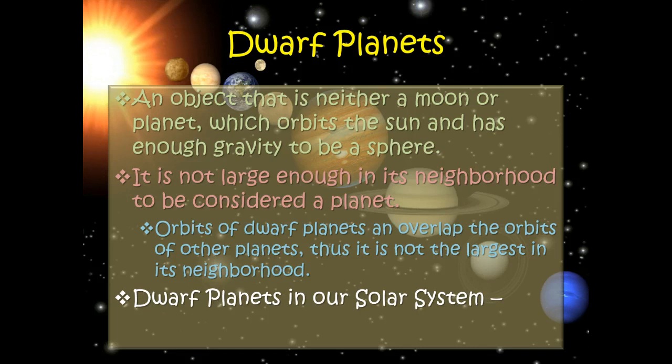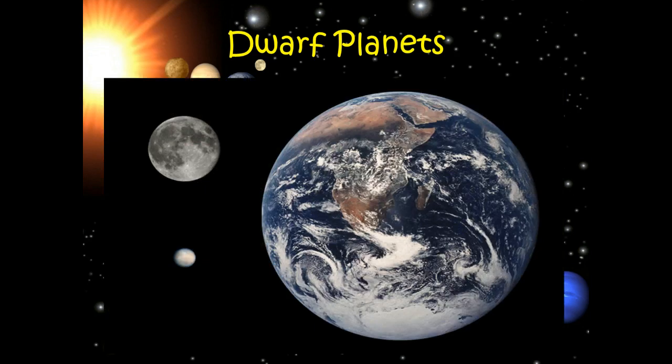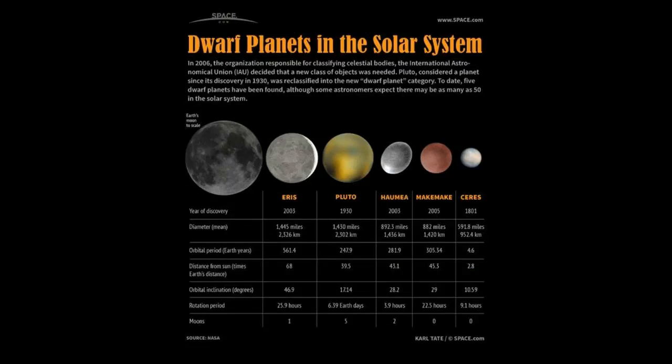Here are some examples of dwarf planets within our solar system. This is a comparison of Pluto with Earth and our moon to scale. Here is a chart of different dwarf planets in our solar system and how they compare to the moon. And so you can see that even our moon is far bigger than a lot of these dwarf planets located in our solar system.